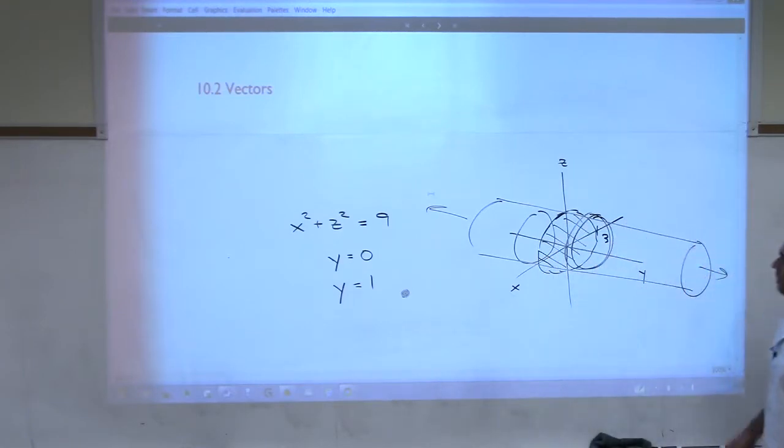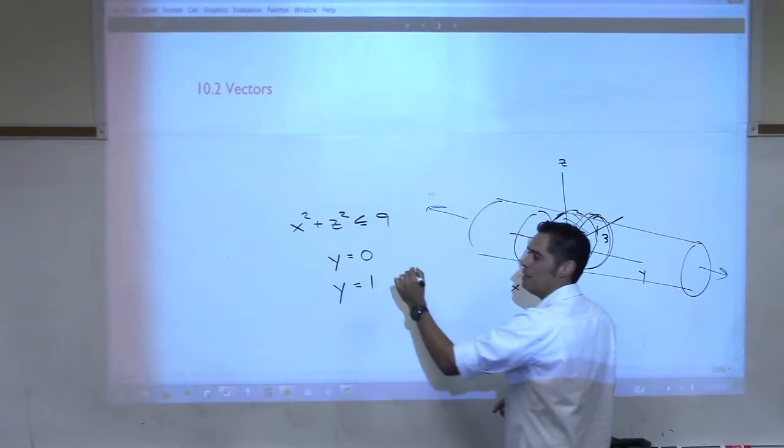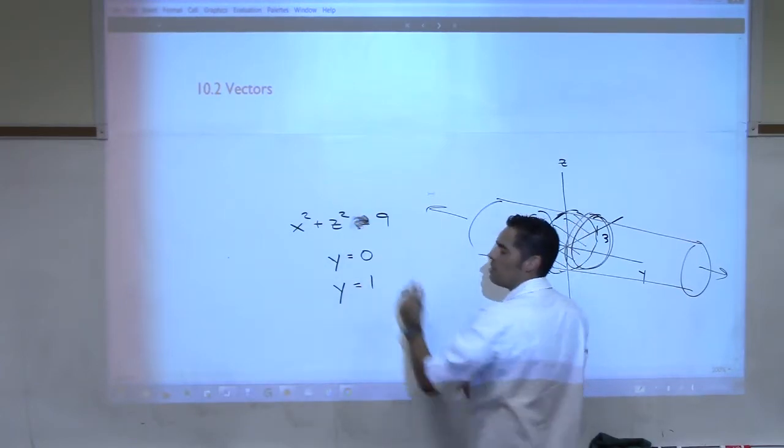What if this was, instead of this, equals? Then it'd be a circle. It would be hollow inside, so it would be like a tube. Well, this is more like a rod to me, because rods are usually solid. Whatever. This is solid. With the inequality, it's solid. With strict equality, it's hollow on the inside.